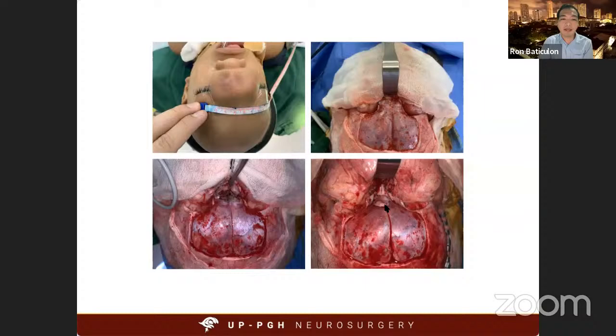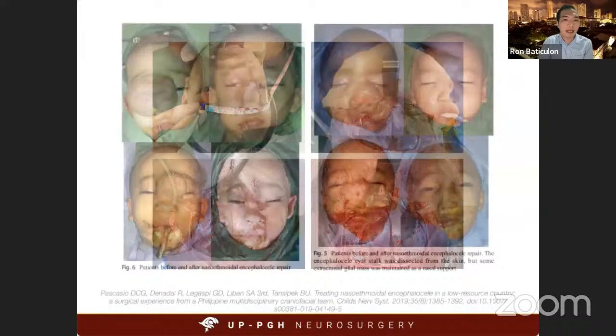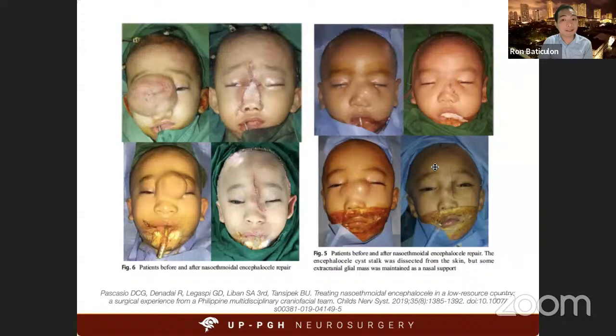And this is the dural graft. I used pericranium here, and then I just used bone. In our setting, absorbable plates are very expensive. So we've been doing our repairs using 2-0 PDS sutures to anchor our bone grafts. And these are our outcomes. So you can see here, we do the repair in one sitting, both intracranial and extracranial.